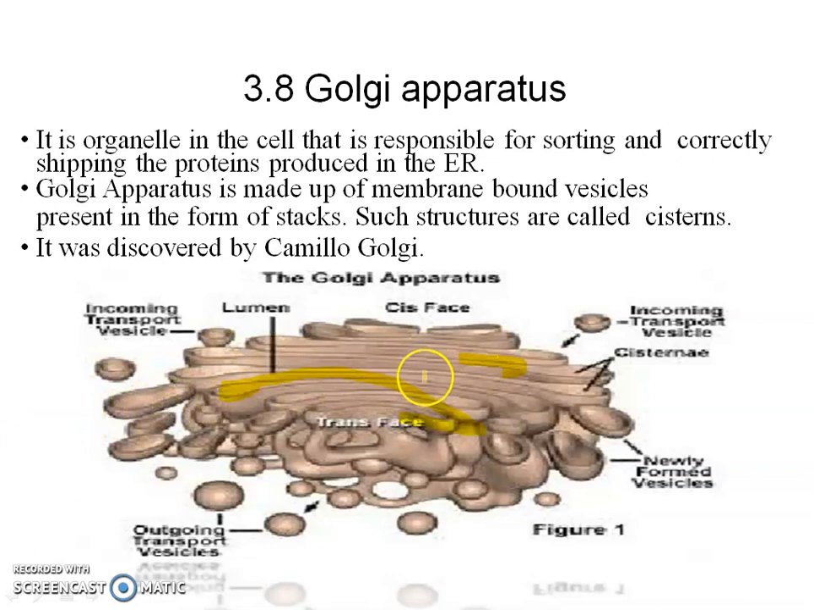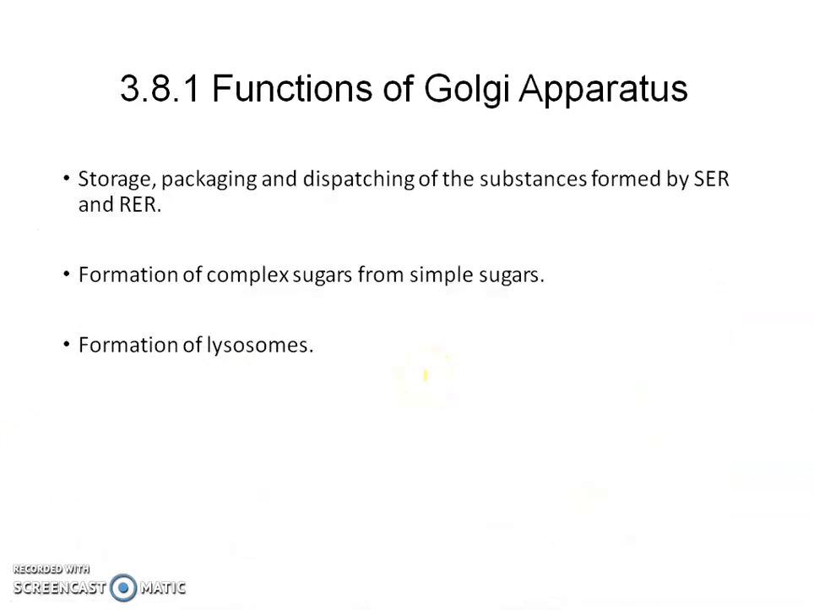It was discovered by Camillo Golgi. Then the functions of the Golgi apparatus: storage, packaging, and dispatching. Dispatching means sending them to where they are needed, the substances formed by the smooth endoplasmic and rough endoplasmic reticulum. Formation of complex sugars from simple sugars, and they also help in the formation of lysosomes.